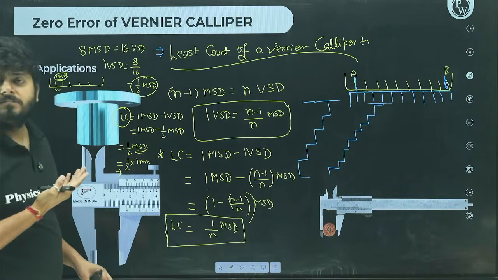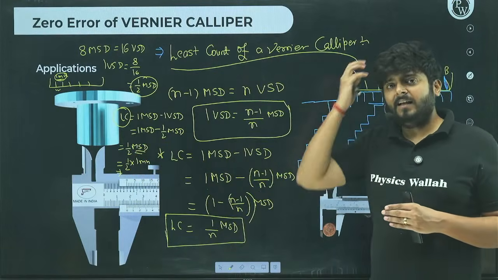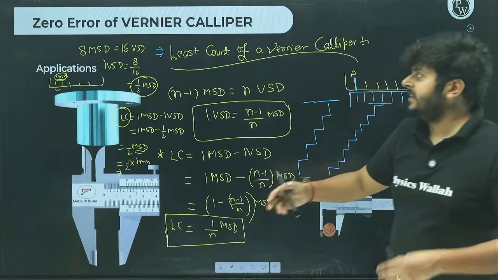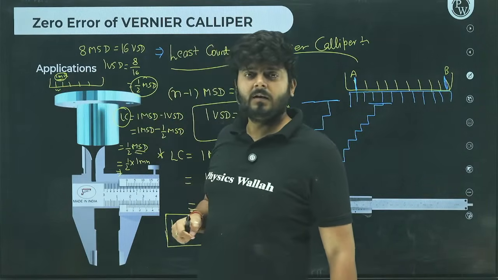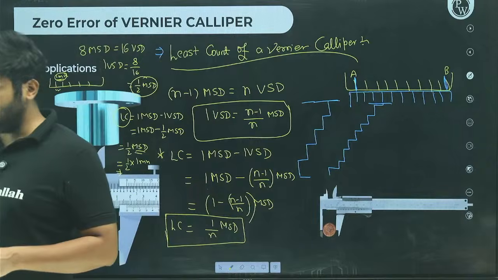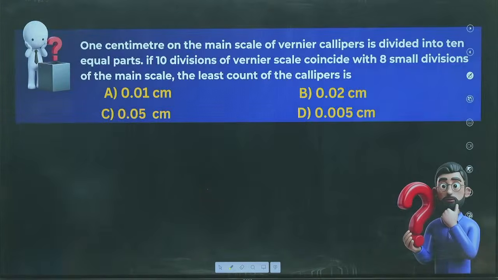So you see that we have improved our preciseness without creating any further markings on the same main scale. Are you getting the idea? I hope the idea is very, very clear. Okay, let's move on and talk about this question.